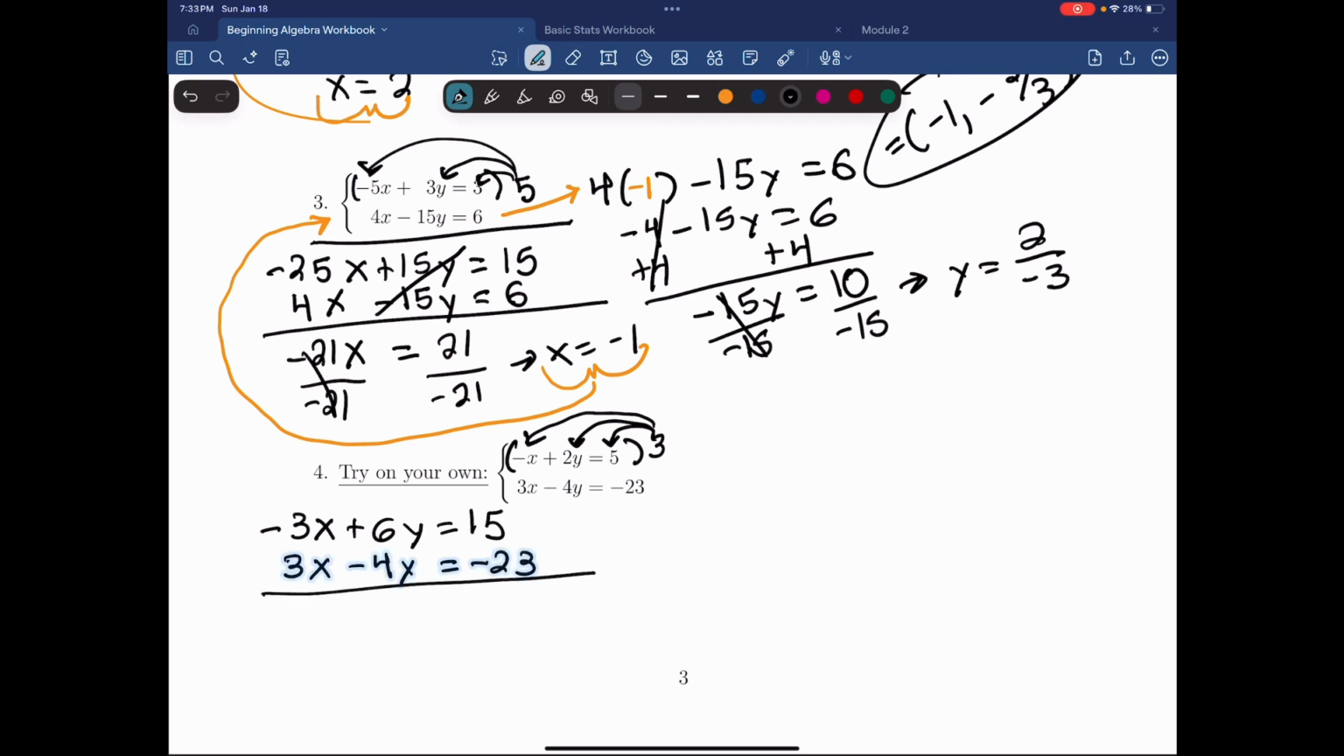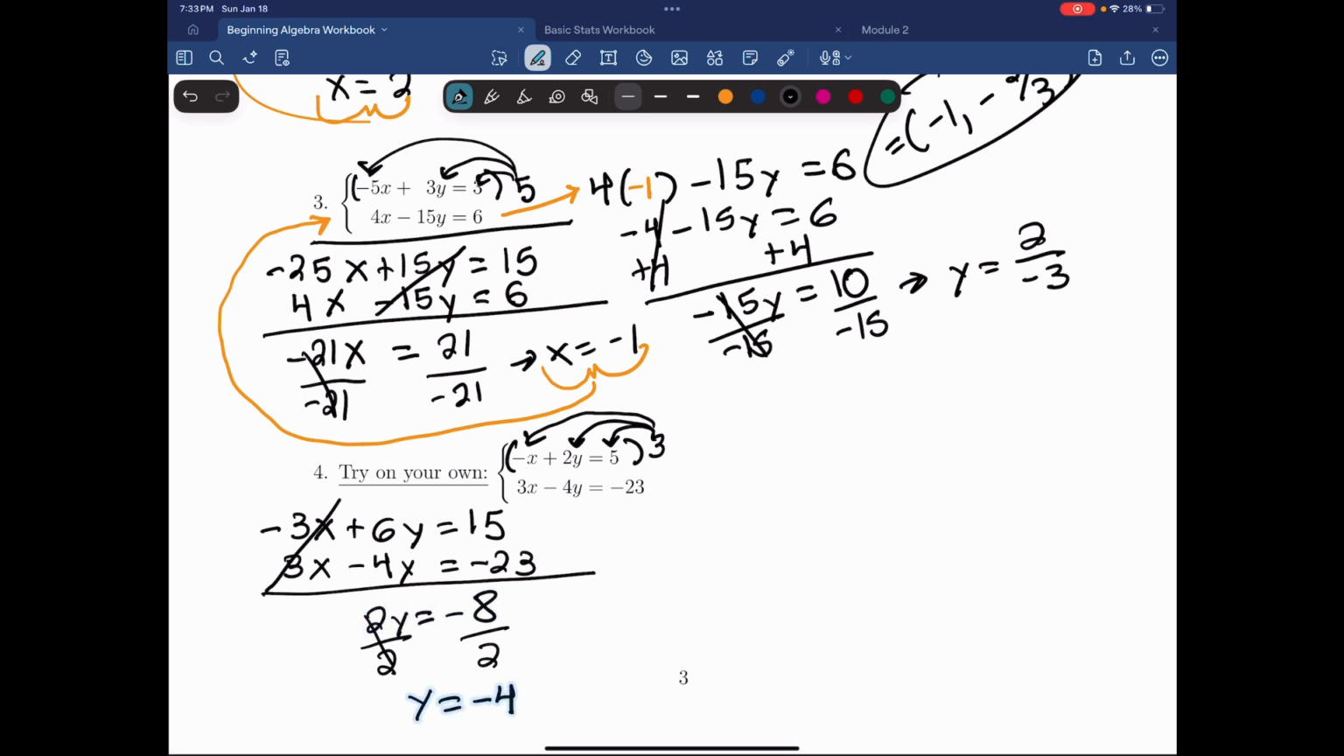And now our x terms cancel. And we have 6y minus 4y, which is 2y. And then 15 minus 23 is negative 8. And then now we have to divide both sides by 2 to solve for y. And we get y equals negative 4.